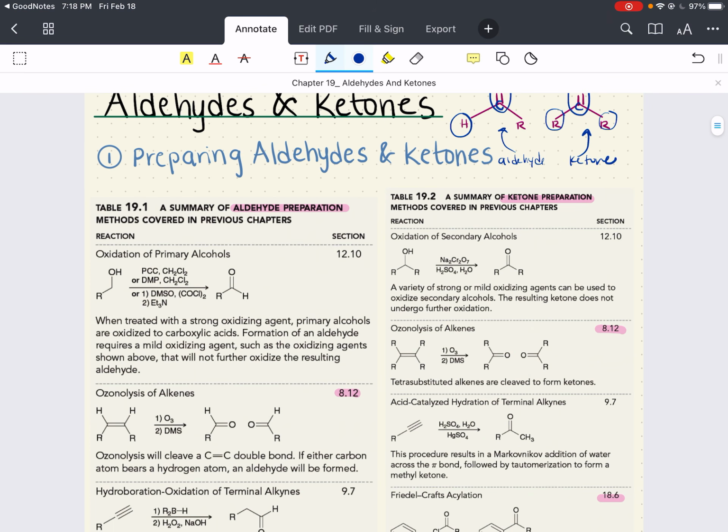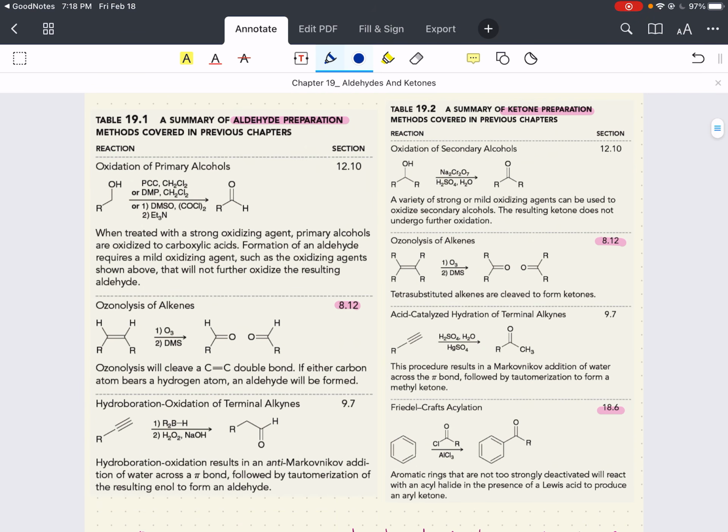Now, of course, the first topic is preparation of ketones and aldehydes. Let's pause and review this material. This was taught in several different scattered chapters in what should have been Organic Chemistry 1, but if you've forgotten, worry not. We're going to review this now, and we're going to start with aldehyde preparation.